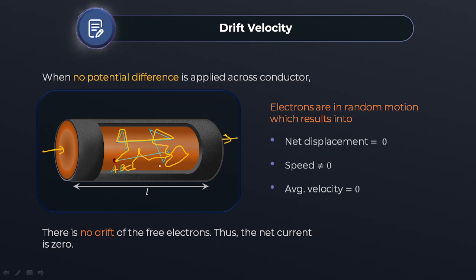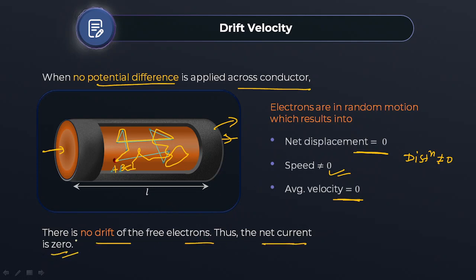Net displacement for a given interval of time will be 0 only, right? So net displacement is 0 because it is not moving away from the material, right? And in this case, we know that distance is the length of path traveled. So of course, distance is not equal to 0. If distance is not equal to 0, then of course speed is not equal to 0. But average velocity will be how much? 0, right? So when no potential difference is applied across the conductor, the average velocity of these free electrons will be 0. There is no drift of the free electrons, thus net current is 0, right?